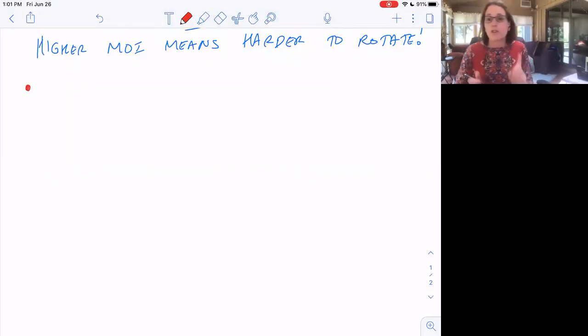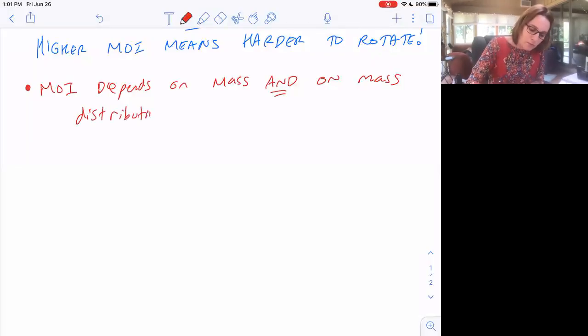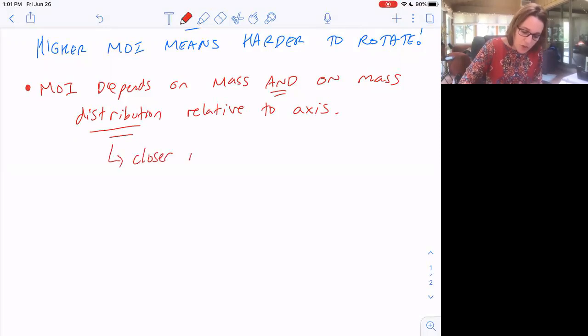The first thing is what I was talking about with the mass distribution: the moment of inertia depends not just on the mass. Yes, heavy things are harder to rotate, but it also depends on where that mass is, the mass distribution. Where is the mass relative to the axis? If you pivot or hinge something, in all of my cases I'm just using my fingers as the fixed point that it's rotating around. Specifically, the closer the mass is to the axis, the easier it is to rotate.